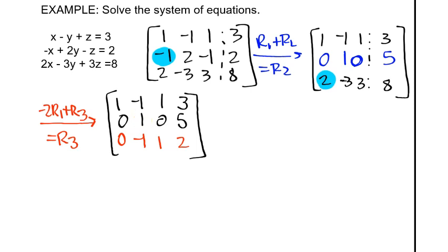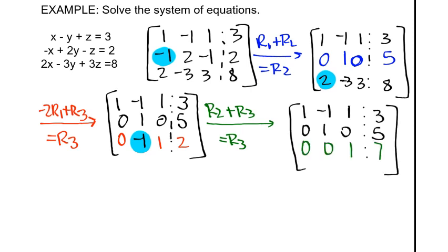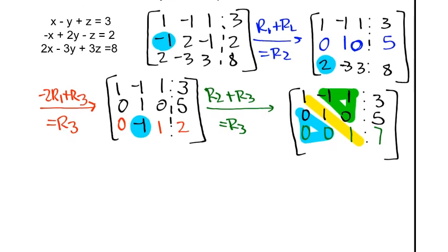And our next step is we want to make sure that this guy's a 0. Not a 0 yet, but we can get it there. We can take our row 2 and add our row 3 together, and that'll give us our new row 3. Which leaves us with the resulting matrix, where we have 1s in the diagonal, we have 0s down here, and then the next thing we want to shoot for is getting these to be 0s as well. We're already well on our way, but we have 2 more steps, and then our matrix will be in reduced row echelon form.